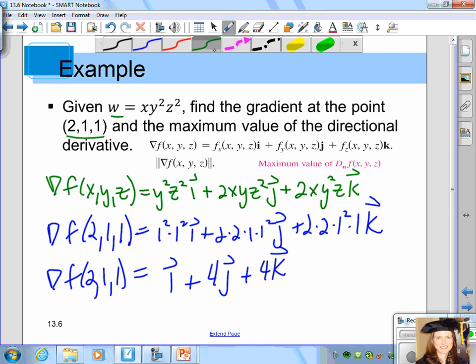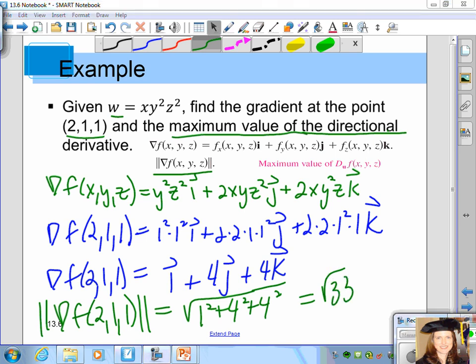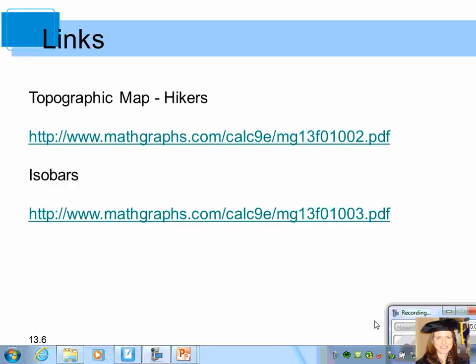Now to find the maximum value of the directional derivative, we want to find the magnitude of that gradient vector. It's going to be the square root of 1 squared plus 4 squared plus 4 squared, which is equal to 16, 16 is 32, and 1, 33, square root of 33. So again, that is the maximum value of that directional derivative, looking in any direction on this function at the given point in space (2, 1, 1).